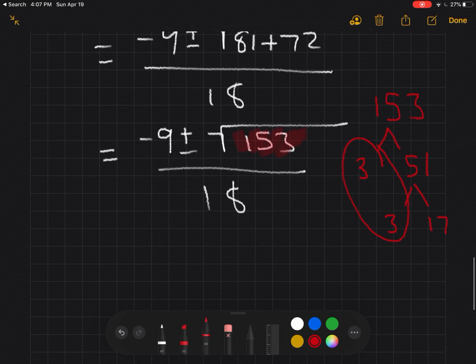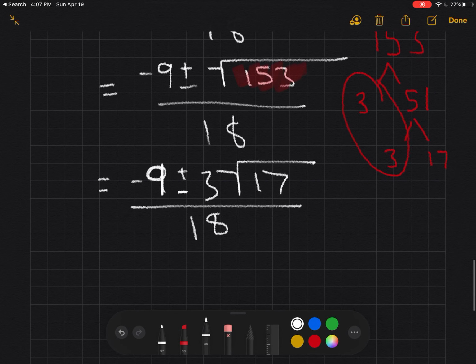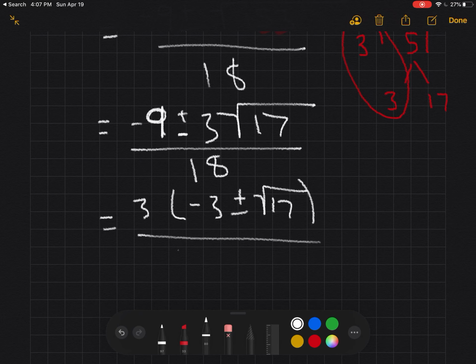So it's not divisible by 2. It is divisible by 3. So that would be 51. And that's also divisible by 3. That would be 17. So we can simplify that square root using our square root product property. See, it's all coming together. Stuff we learned at the beginning of the course. Don't feel bad if you need to go back and review.